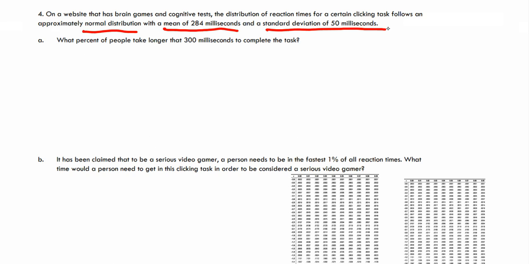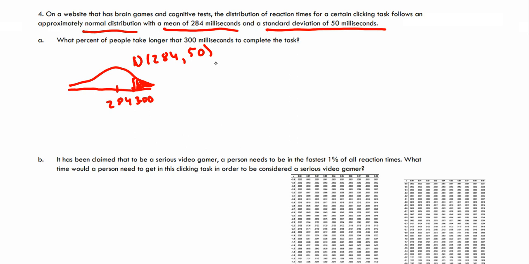All right. What we have right here is, once again, a normal distribution. We have 284, and we're looking at 300. 300 is going to be over here. We're talking about takes longer than that, so we're looking at this one. I'm going to label this distribution at 284 and then 50 milliseconds. And we're looking for this percent.